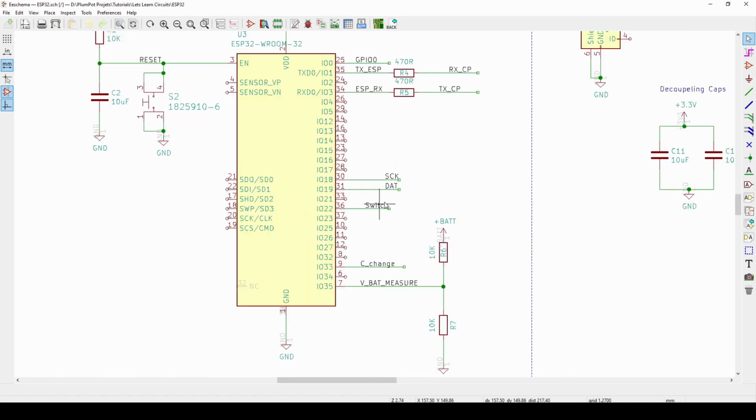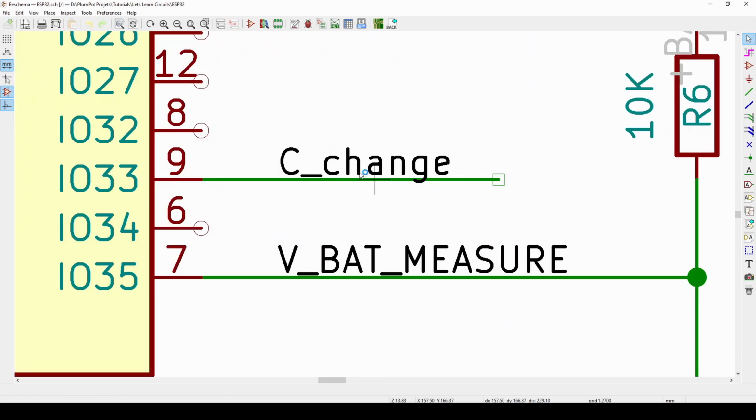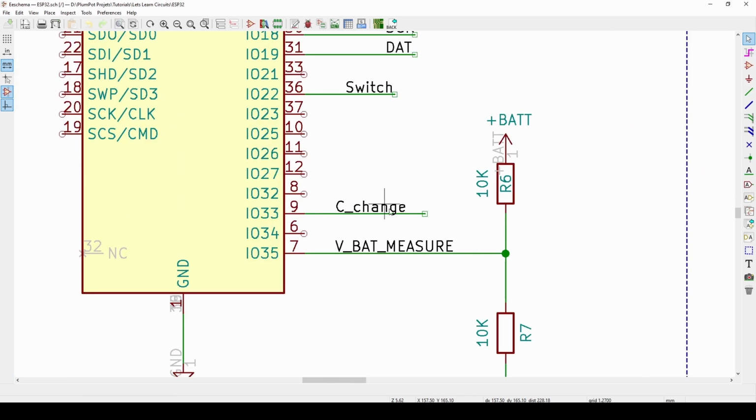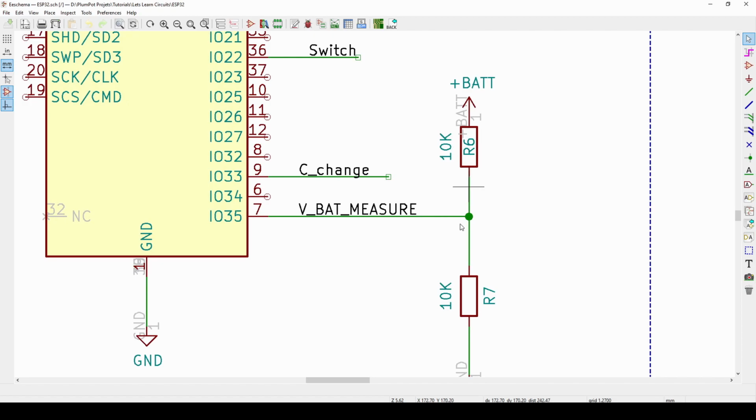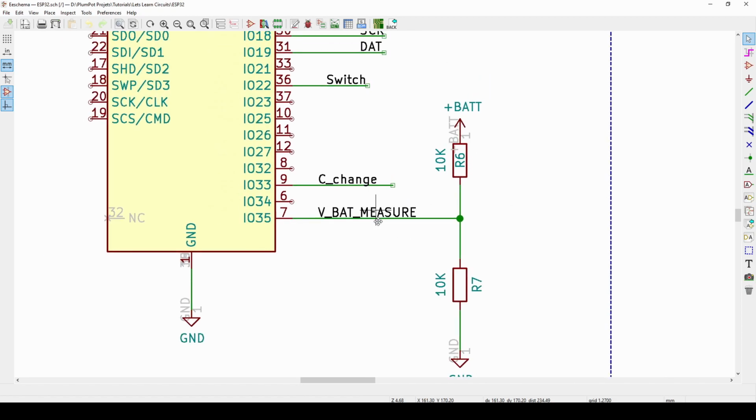I use it for a switch. In my previous video I spoke about capacitive touch, so I use this pin 33, IO 33, pin 9, and I measure the battery. So it's important here that the ESP32 can only handle an input voltage of 3.3 volts. A LiPo battery is normally between 3.7 volts and 4.2 volts, so I have to have a voltage divider to drop down the voltage so I can measure the VBAT.